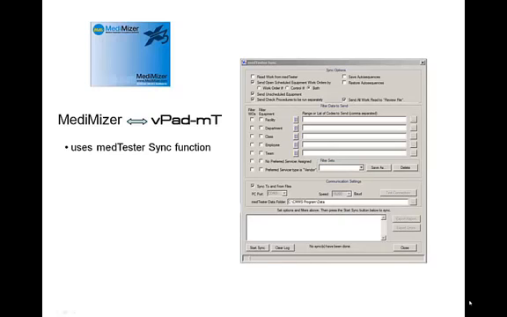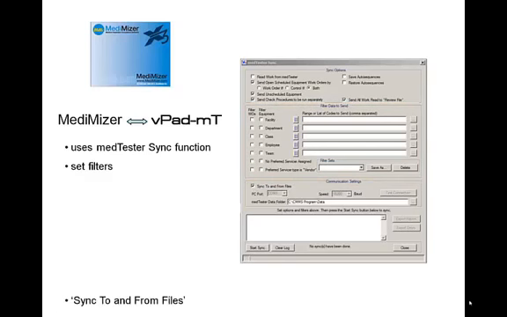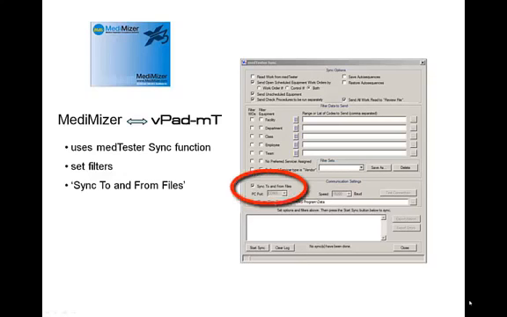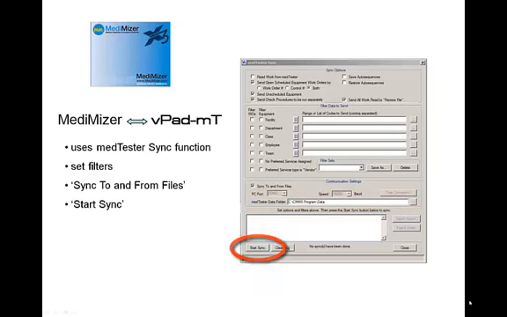The main difference when working with vPad is that it's not necessary to use a serial port connection. In Medimizer, select the MedTester sync option and set up the appropriate filters as you normally would. Instead of connection to a serial port, select Sync to and from files. The location where the MT export files are to be sent is identified in the MedTester Data Files field. Press the Start Sync button to create the files.